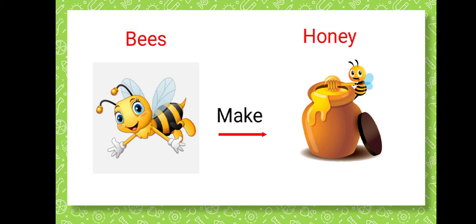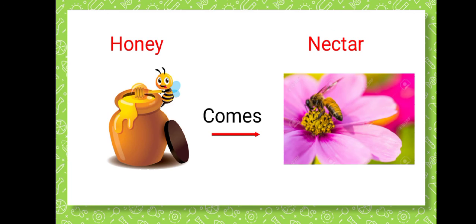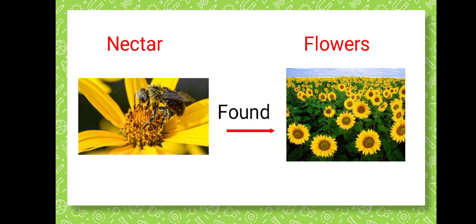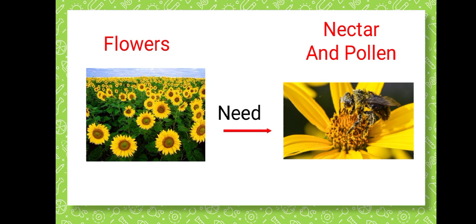Bees make honey. And honey comes from something called nectar, which is in the flower. The nectar is found in flowers. The flowers need nectar and pollen. The flowers need nectar and pollen to grow.